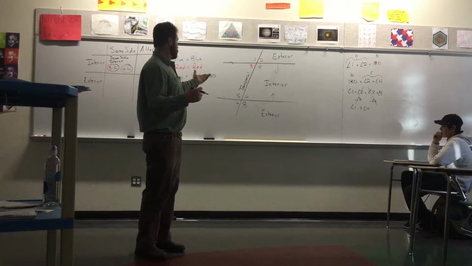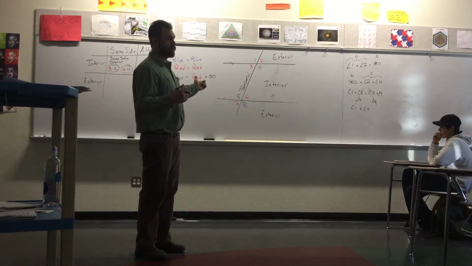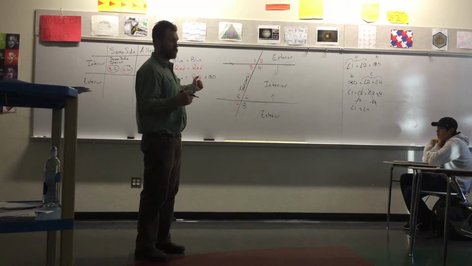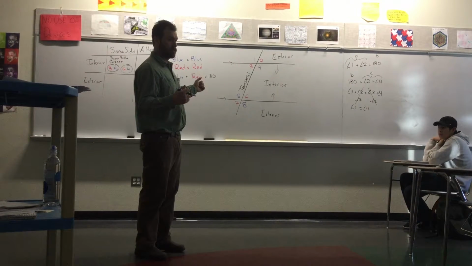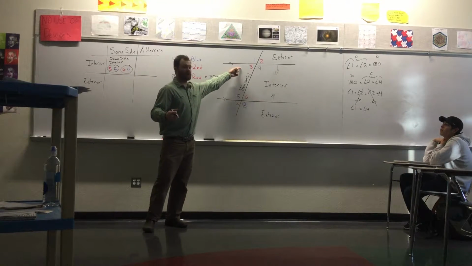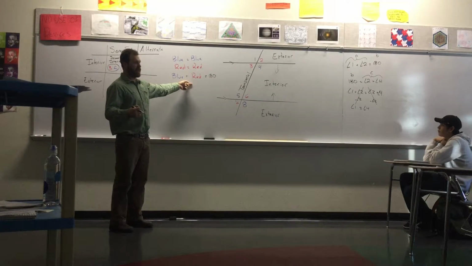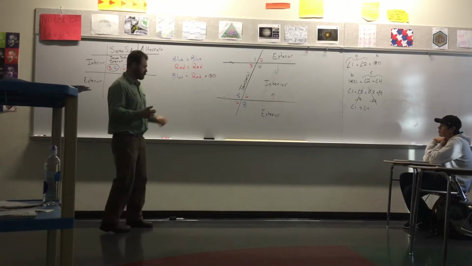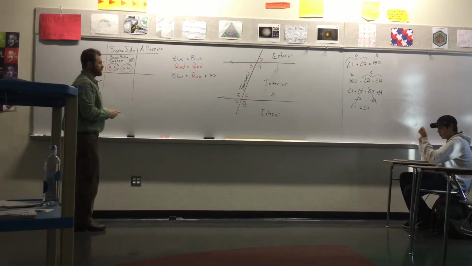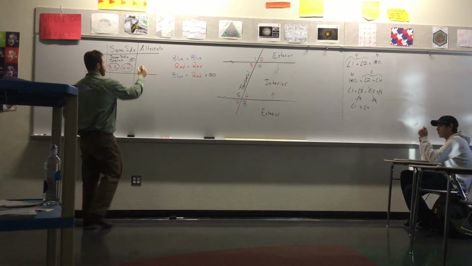So, 5 and 3, do they add up to 180 or are they equal to each other? 5 and 3 are equal to each other. Wait. 5's blue, 3's red. No, they add up to 180, right? So these are 180. So let's look at alternate interior.